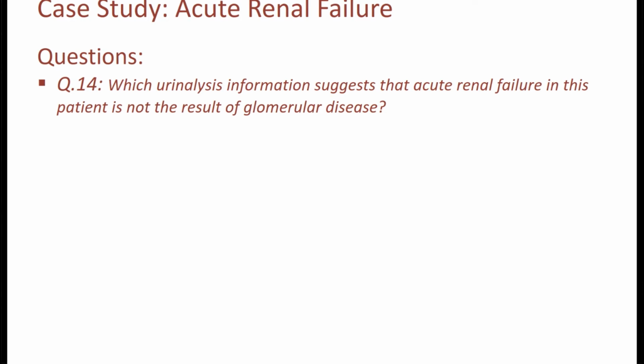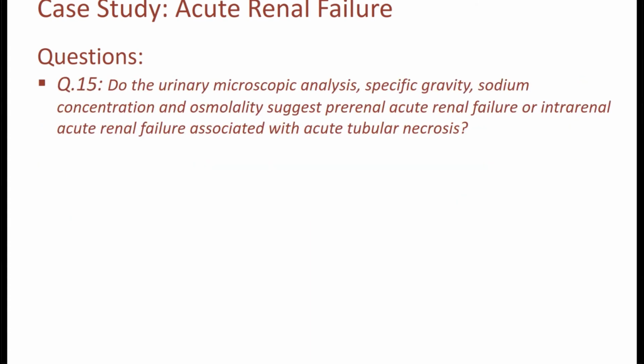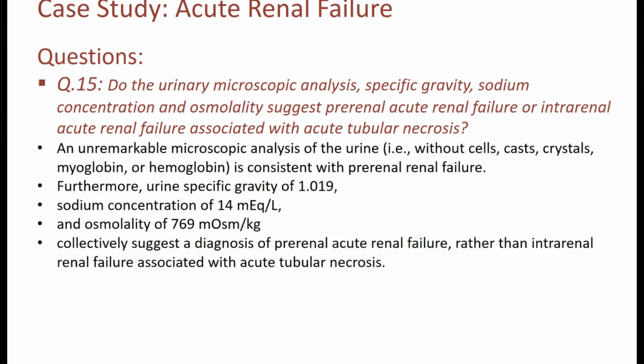Do the urinary microscopic analysis, specific gravity, sodium concentration, and osmolality suggest pre-renal acute renal failure or intrarenal acute renal failure due to acute tubular necrosis? How to tell the cause of renal failure in this patient? We have to do the sodium and water in urine, and we have to do also the BUN to creatinine ratio. So regarding the urine analysis, first of all, there were no casts, no white blood cell casts, no crystals, no myoglobin, no hemoglobin, and this is consistent with pre-renal.